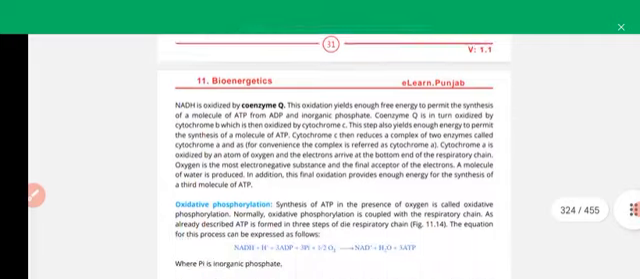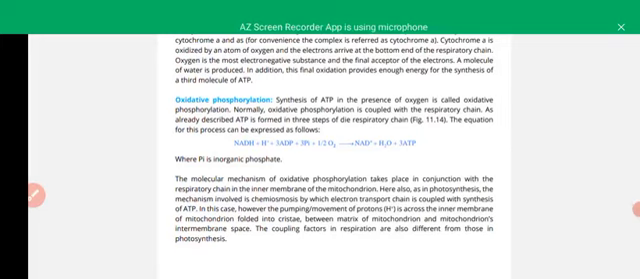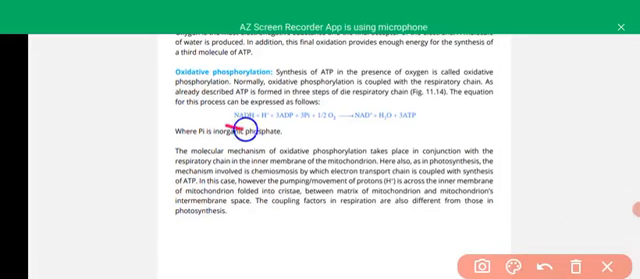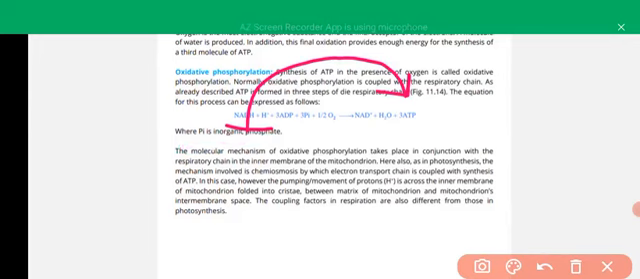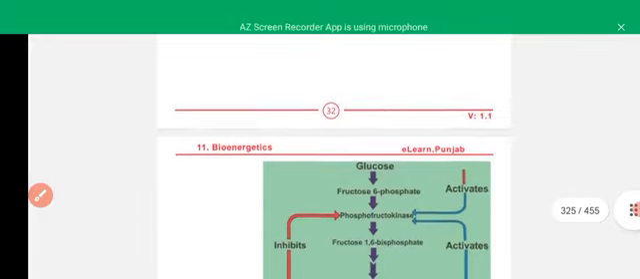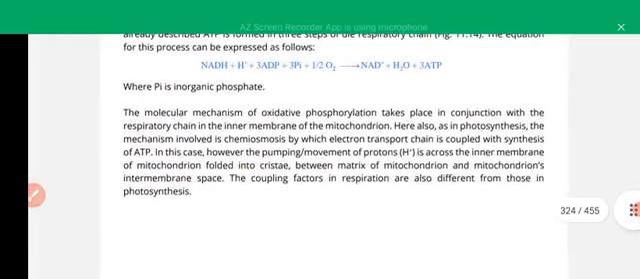Then here is the respiratory chain, then oxidative phosphorylation, in which production of ATP occurs in the presence of oxygen. And here is the complete diagram. One NADH will form 3 ATP molecules in oxidative phosphorylation. Here also chemiosmotic coupling across the membrane occurs, but here the membrane is the mitochondrial membrane, and coupling is in the inner mitochondrial membrane, that is in the form of cristae. These are the differences between the coupling.